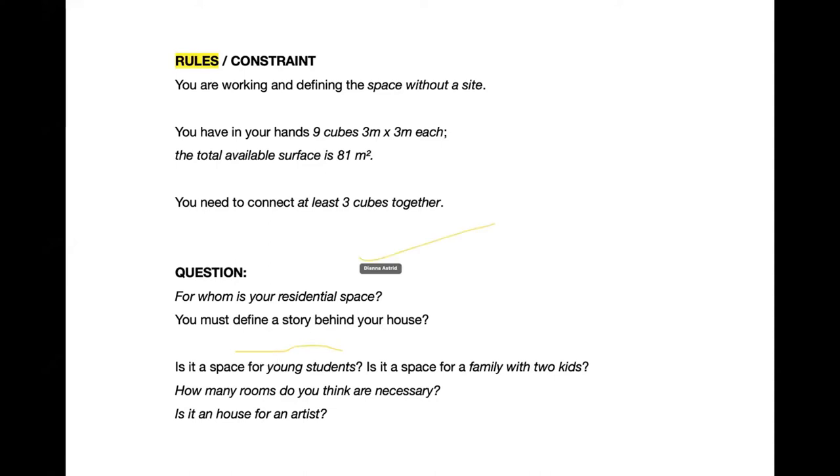The other rules that are very important are related to the context. There is no site, there is no specific context that we can refer to for the project, for the location of the 9 cubes. They are working in an abstract cloud, but they have in their hands 81 square meters. And the last rule is that at least 3 cubes have to be connected together. So they cannot make a sprawl of 9 cubes in space, but they have to combine them.